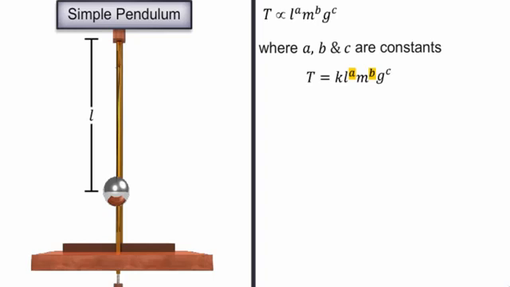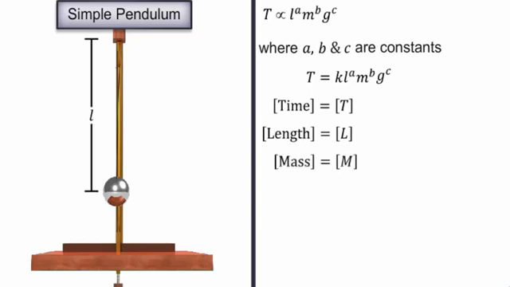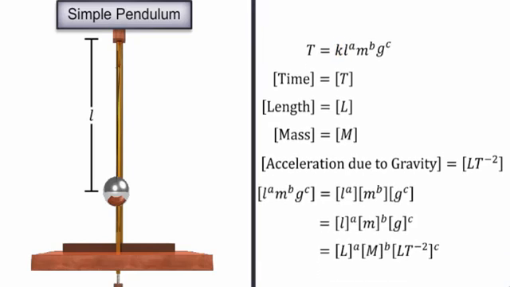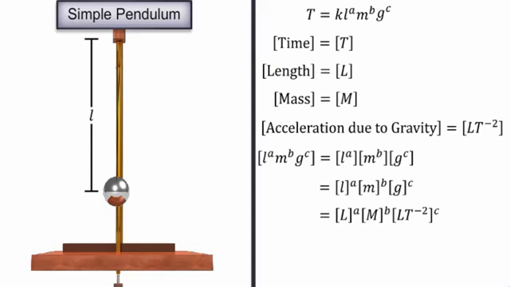of the equation. The dimensional formula for time is T. The dimensional formula for length is L. The dimensional formula for mass is M. The dimensional formula for acceleration due to gravity is LT power minus 2. The constant does not have any dimensions. Hence, the dimensional formula of the quantities on the right side of the equation is simplified as shown. Let this be equation 1.